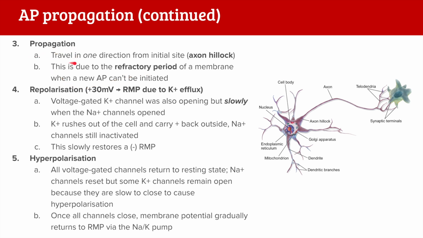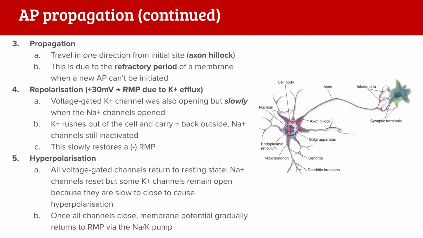Next, there's the propagation. Propagation only travels in one direction from its initial site, which is the axon hillock, right here. It only propagates one way down the axon. This is due to something known as a refractory period. During a refractory period, a new action potential can't be initiated. We're going to be looking at this on the next slide.